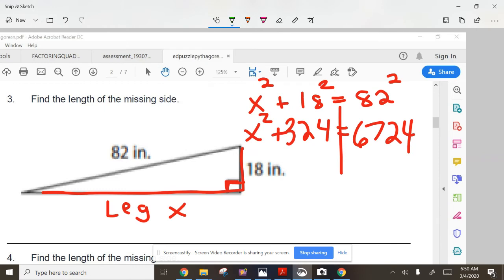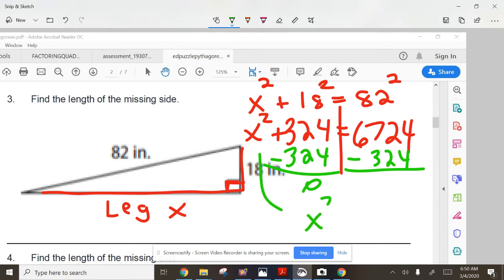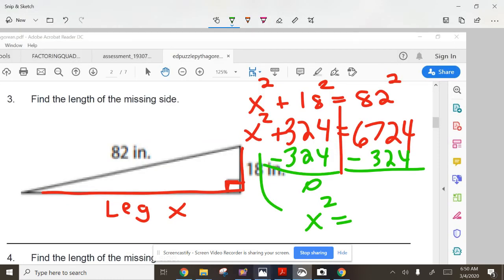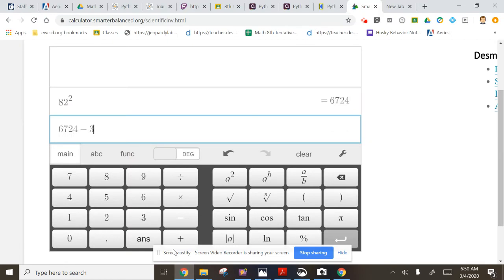Now this is where we have to start thinking about our equation skills. We have to get rid of this and move it over. Hopefully you remember this. Go ahead and do that. This cancels out, this comes down and becomes x squared equals, and let's figure this out. Again, let's just use our calculator, let's not have to use our brain. The answer was 6,724, minus 324, so it's 6,400.